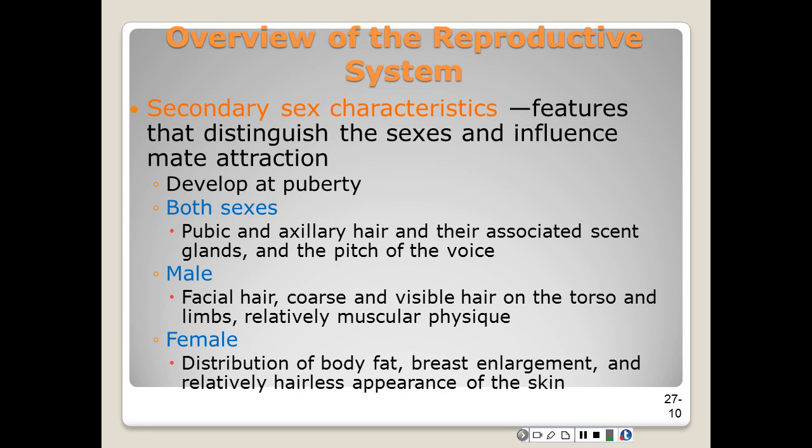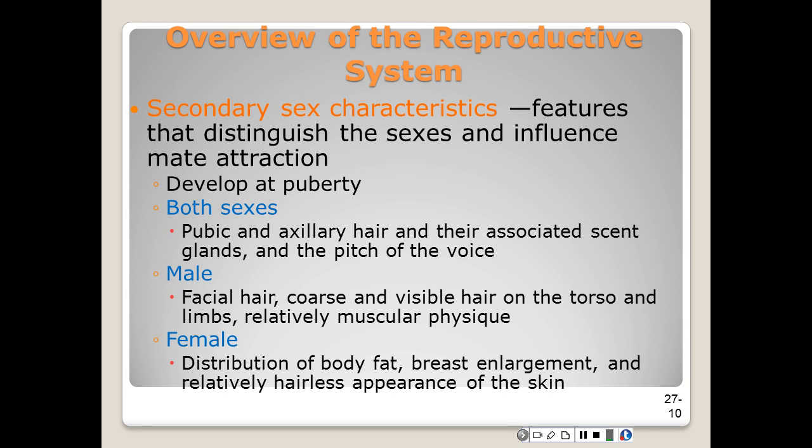Now the secondary sex characteristics are features that distinguish the sexes, and they play a role in attraction between the two mates. They typically appear as an animal approaches sexual maturity. In humans, the physical attributes that contribute to mate attraction are culturally influenced to a great degree.